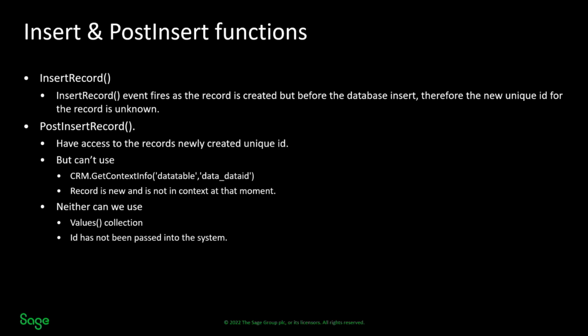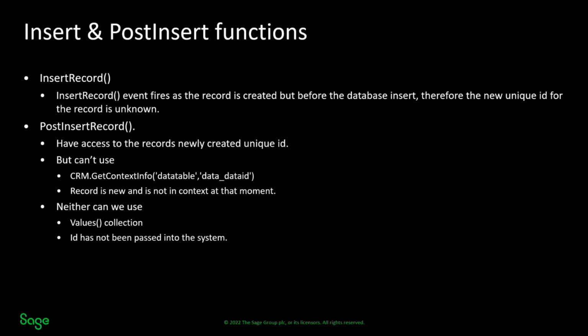If we look at the insert record first of all, the insert record fires as the record is created, but before the database insert. Therefore, any unique identifier for the record is going to be unknown. You don't know what has been inserted yet. The post-insert record does have access to the record's newly created ID. So there are a couple of variables that suddenly become useful to us.